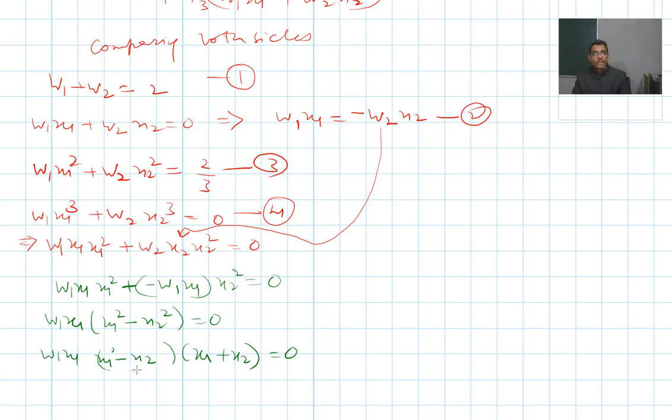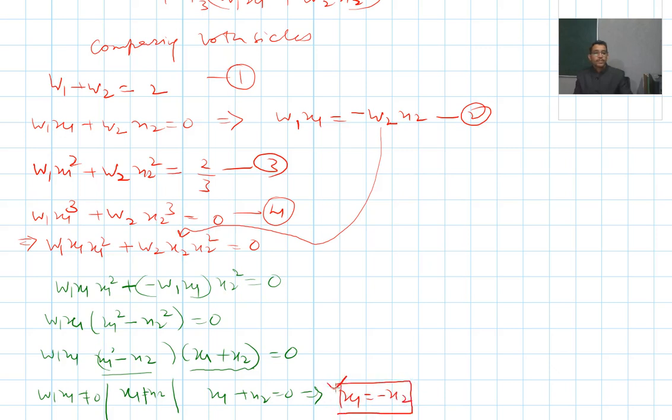But x1 can never be equal to x2, so that means w1 x1 can never be 0, and x1 is not equal to x2 because of this. So the term which is there should be equal to 0, and this means that x1 is equal to minus x2, right? So this is the one thing which we are getting, and let us call it equation number 5.